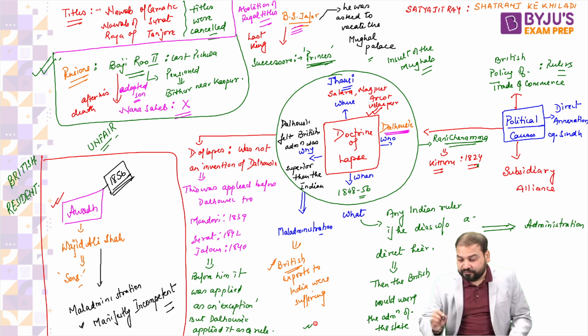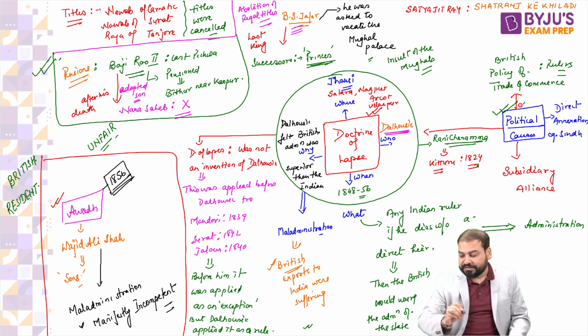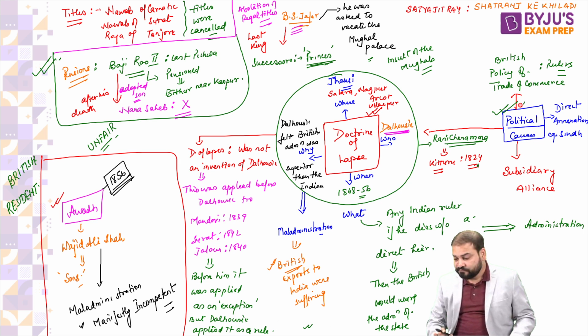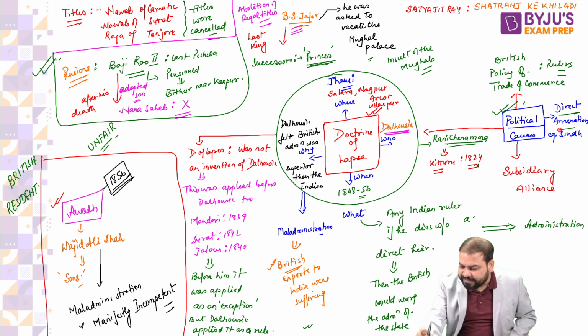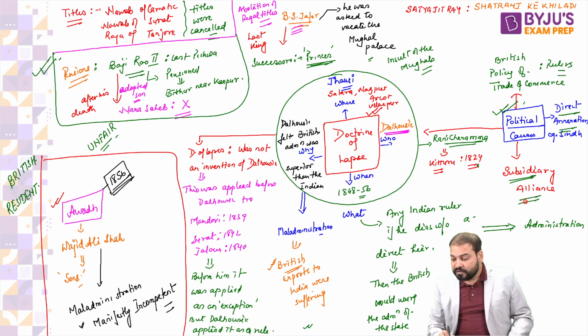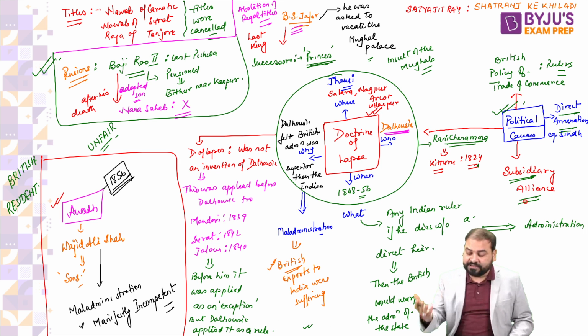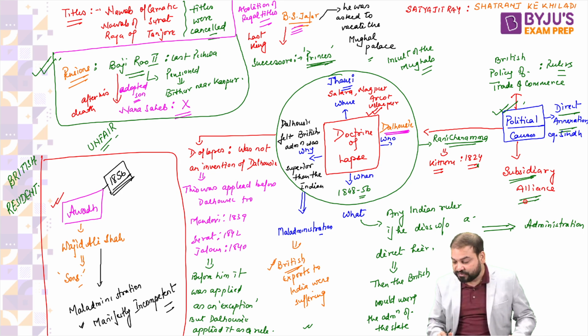Political causes, we are here. We started this particular thing. Totally clear? Very simple. We only study doctrine of lapse here because we have already studied direct annexations. We have studied subsidiary alliance. Shreyash, she did it in 1824 because her state was being annexed by the Britishers. Komal, I repeated it again.